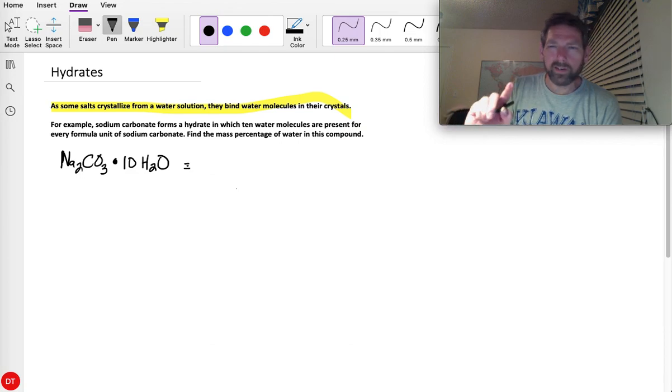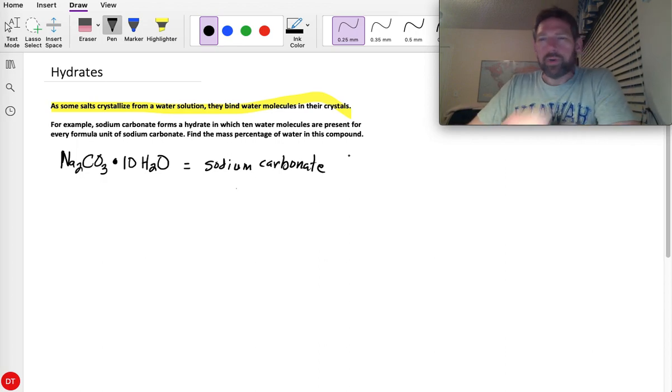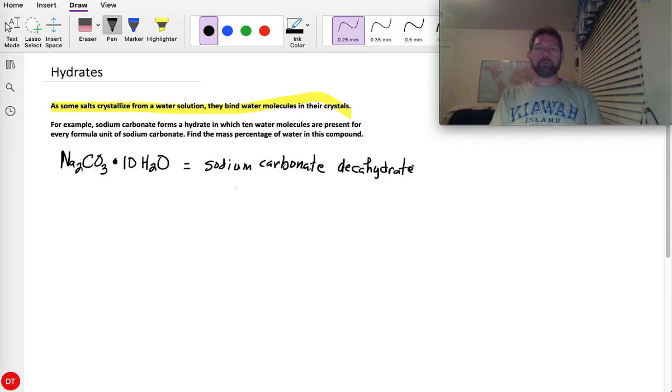So let's name this real quick. We know that this is sodium carbonate. But it's just not straight sodium carbonate. It's got water on it. So sodium carbonate, remember the prefix for 10? Deca. Very good. And it's hydrated, so we would say decahydrate. So that would be the name of this particular substance. Sodium carbonate decahydrate. Pretty easy.